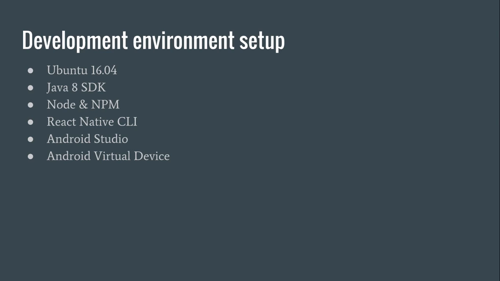Alright, we're going to have to install the Java 8 software development kit. Obviously, Android runs on Java, therefore we need the software development kit. The most recent stable version is Java 8, so we'll go ahead and install that through the command line. We'll also need to install Node and the Node Package Manager. We'll also install a React Native command line interface. We'll install Android Studio, and finally start up an Android virtual device.